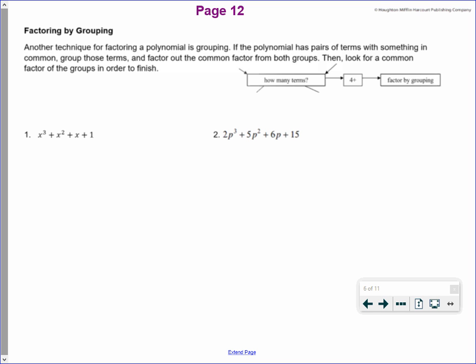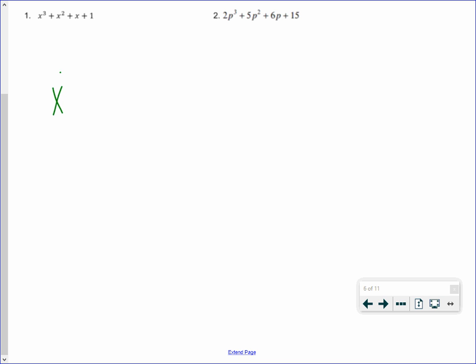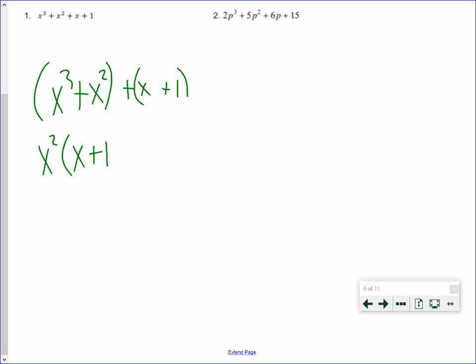Number 1, if we were to rewrite it, we get x cubed plus x squared plus x plus 1. We can group up the first two terms and the last two terms, and we're going to see if we have any GCFs to pull out from each pair. So for the first one, we can pull out an x squared, and when we do, we're left with x plus 1. And for the second pair, we don't really have anything to pull out, so I'm just going to put a 1 since that is the GCF of x and 1, and rewrite the x plus 1.